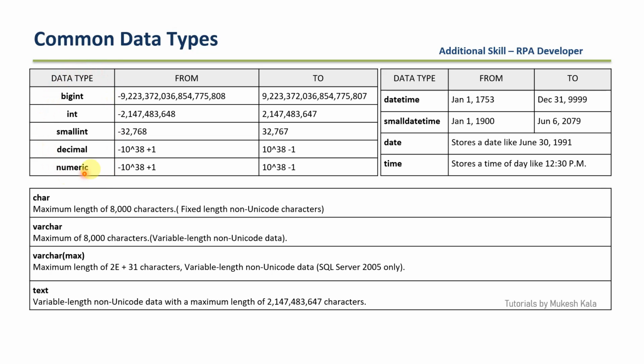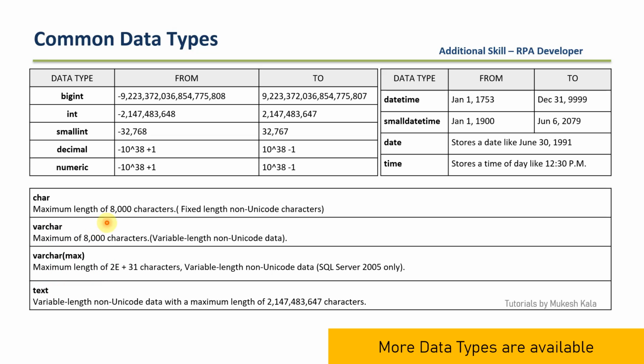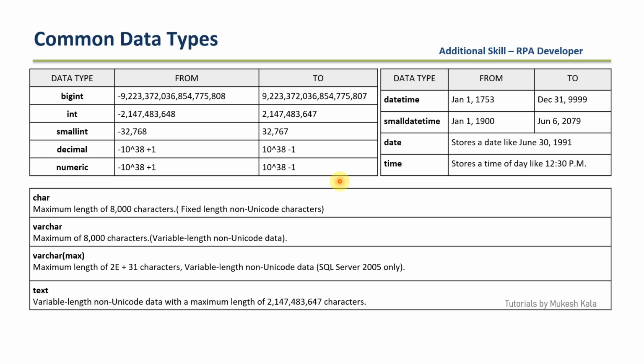It's not only restricted to the integer. We have datetime, smalldatetime, we have date, we have time. In case I only want to store time in a database, I can have the column data type as time. Similarly, we have char, varchar, varchar max, and text. The range and the maximum characters, everything is available here. This is the most common list which we'll use, but there are other data types available. You can always explore the internet and find more data types.